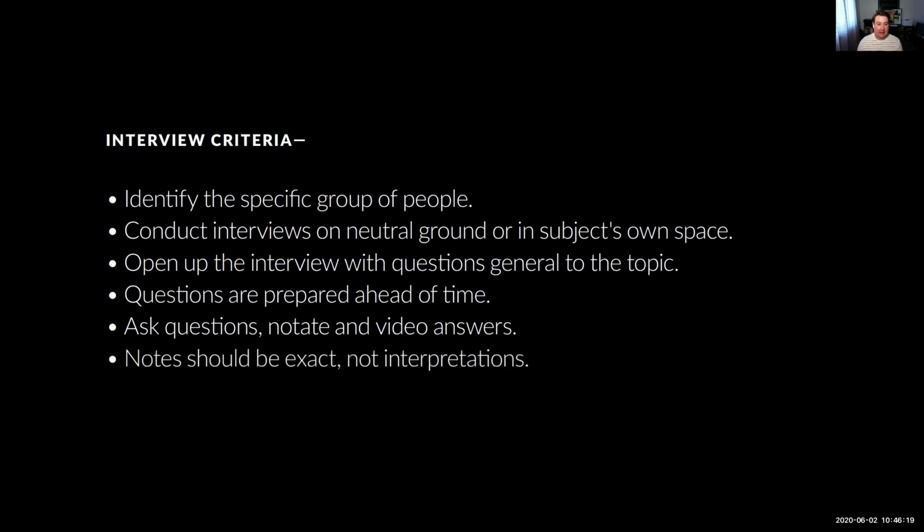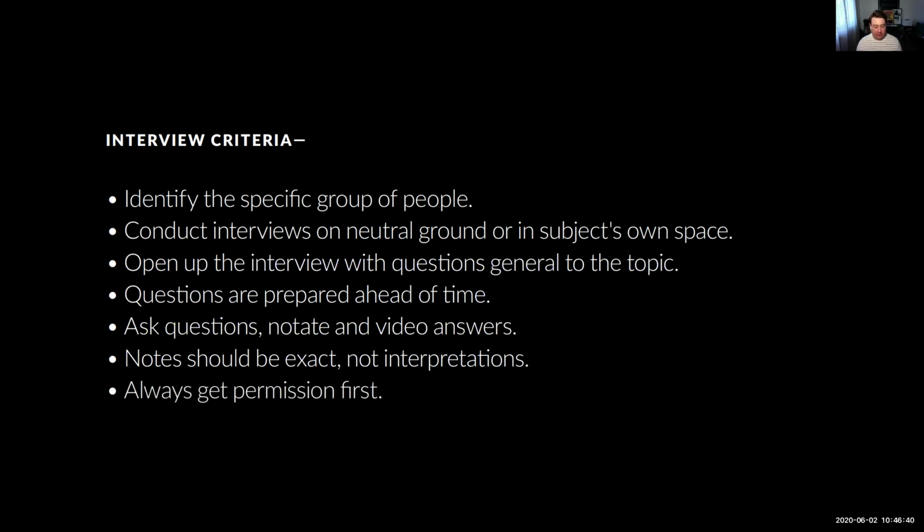Notes should be exact, not interpretations. Students were also tasked with transcribing their interviews. These transcriptions were typed and saved with each video to ensure that the captured data would not be lost due to technical failure of the video.